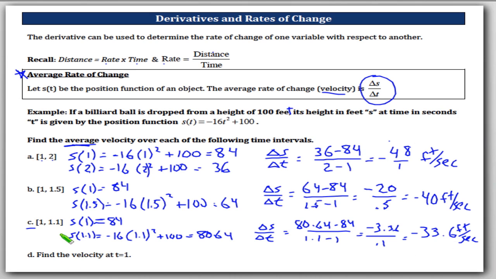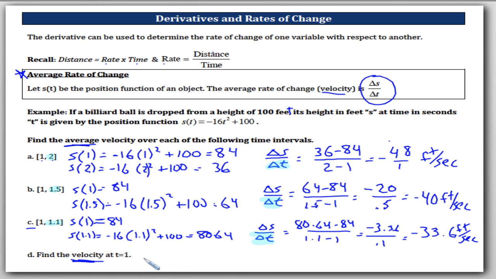Now, hopefully you can see what's going on here. We have 2 seconds, 1.5 seconds, 1.1 seconds. What we're trying to do is let that delta t disappear. Now, if we let delta t go down to 0, we're going to actually find the actual rate of change, or actual velocity, at time equals 1. And it turns out, by letting this go to 0, all we need to do is find the derivative of our position function.